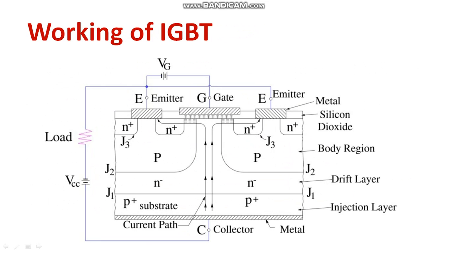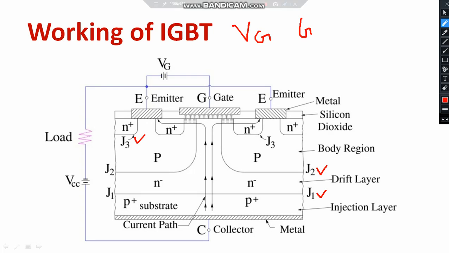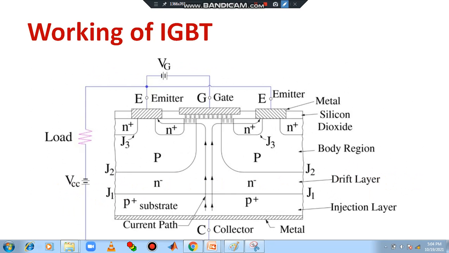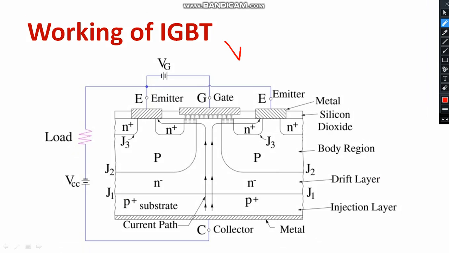Next I would like to discuss the working of the power IGBT. As you can see, there are three major junctions: junction 1, junction 2 and junction 3. First and foremost, the gate voltage, VG, or you can write it as VGE. First of all you have to see the main structure. Here you can see VG or VGE. That should always be positive. Please note down this first condition.